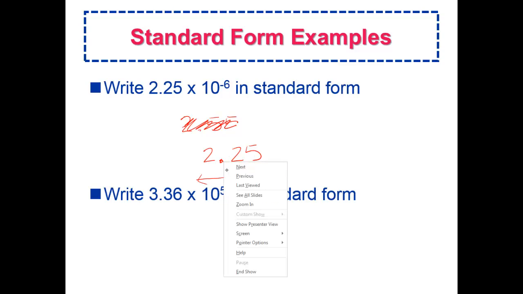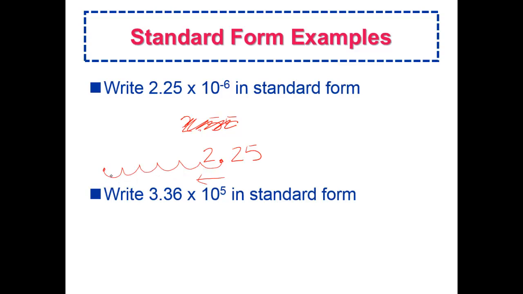So 1, 2, 3, 4, 5, 6. And now everywhere that there is a hole, I have to put a 0. So now I have 1, 2, 3, 4, 5 zeros. Or for some of you that are picking up the tricks, I had to move it around the 2 and I have to have 5 zeros. So 1, 2, 3, 4, 5 zeros, 2, 2, 5. There's my answer.